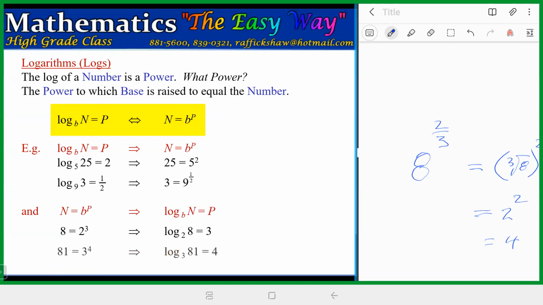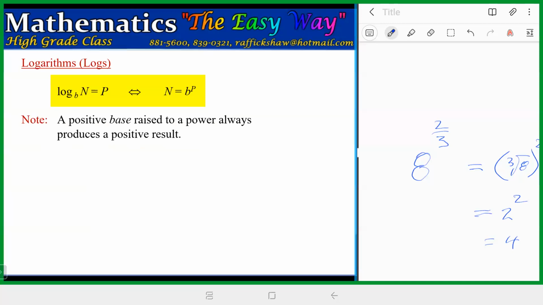All right. If we practice these things, they will become like second nature. So 81 is the same as 3 to the 4th power. 3 is the base, 4 is the power, 81 is the number. So it means that log of 81 to base 3 is equal to power 4. So you're looking for base, power, number. All right, so there are certain things that you must know. A positive base raised to a power will always produce a positive result.